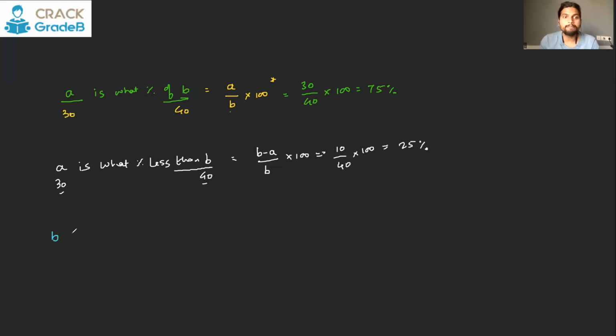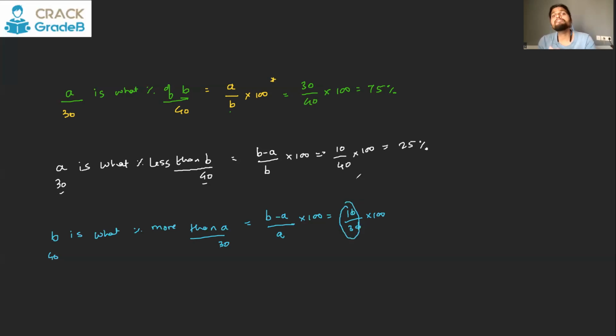Similarly, if they ask you B is what percent more than A, and this time B is 40, A is 30. So in the numerator, it will be the difference. And then in the base, it is going to be A, because than A it is asked. So base will be A. So the difference is 10, A is 30, into 100. And if you cancel 0, 0, you don't have to even calculate 100 by 3 if you know the fraction. The fraction table that we saw, 1 by 3's fraction value is 33.33%. Hence, the answer here is going to be 33.33%.